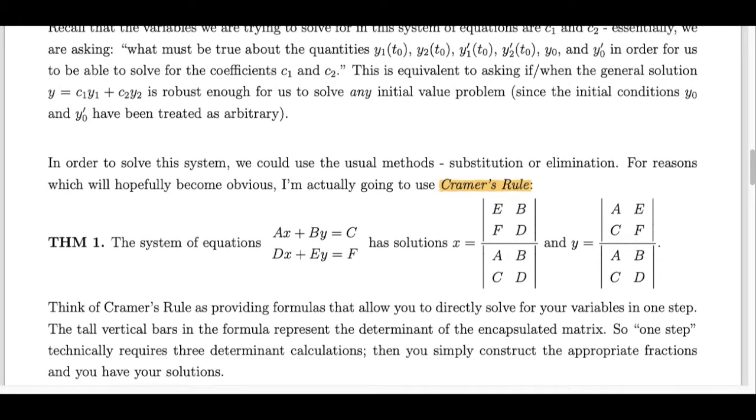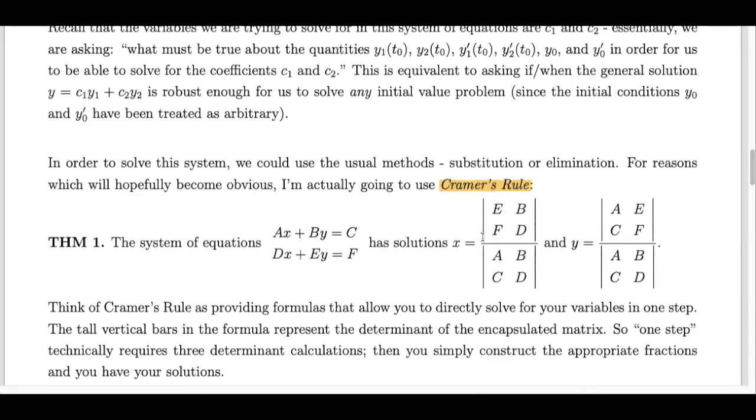You may or may not have seen this theorem before, but if I have a generic 2x2 system, Cramer's rule states the solutions of the system directly in terms of the original coefficients. It's kind of like the quadratic formula in a way. It just tells you straight away what the solutions are.